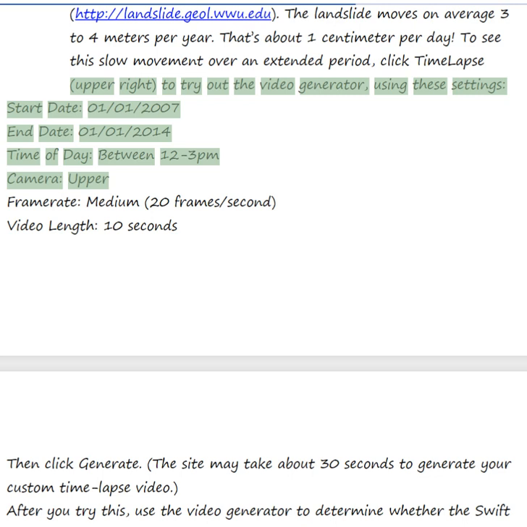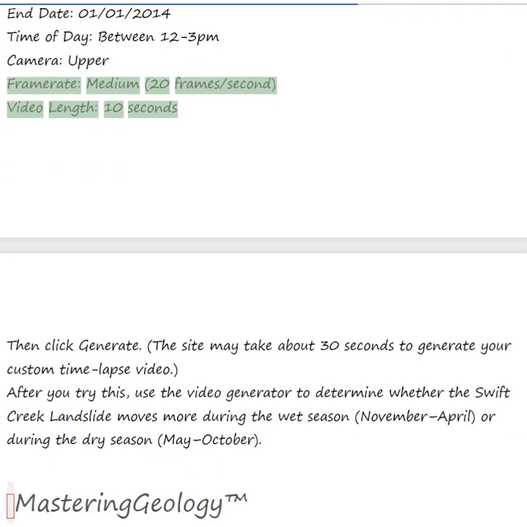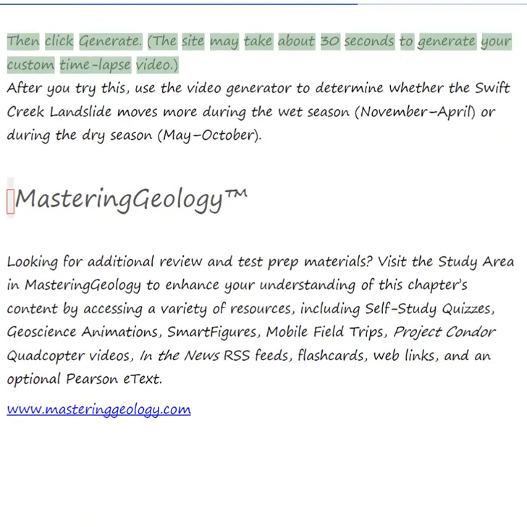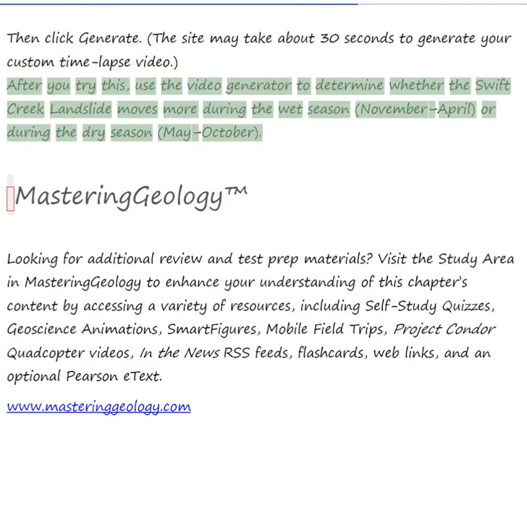01/01/2007, end date, 01/01/2014, time of day, between 12 to 3 p.m., camera, upper, frame rate, medium, video length, 10 seconds. Then click generate. After you try this, use the video generator to determine whether the Swift Creek landslide moves more during the wet season or during the dry season.